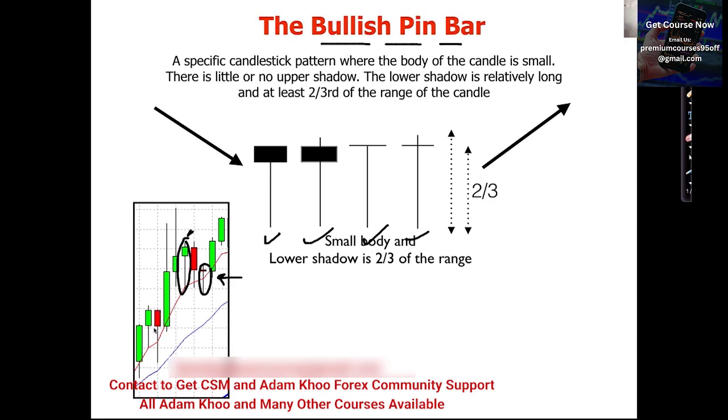How about this one? Well, this one's a bit iffy. It's got a long shadow, but again, the body's a bit big. So this is kind of a question mark, and I may not take this one. I want a small body and a long lower shadow. So there you go, you can see that it appears quite frequently. The moment it appears, boom, it's a trigger to go long.